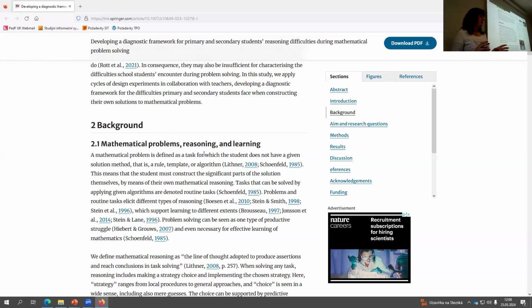It's good for your writing because it means that you stick to the point, but it's also good for the reviewer. So here we know they are going to speak about mathematical problems, reasoning, and learning, and nothing else should be done, only this. And they shouldn't revisit these problems later. So you put it there, you describe it, and you don't come back to it.